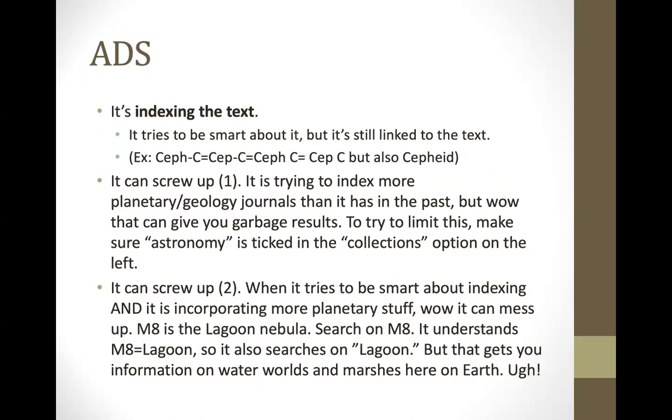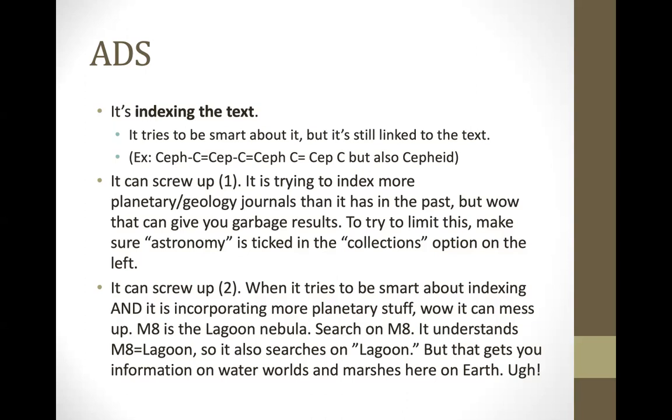ADS is indexing the text, and it's trying to be smart about it, but it still ultimately comes back to what appears in the text. So for example, it's trying to be smart about how it's dealing with astronomical abbreviations. So there's a cluster called CEPH-C, but it is understanding that CEPH-C is the same as CEP-C or CEPH space C and CEP space C. But it is also looking for the term Cepheid because that could also be related.